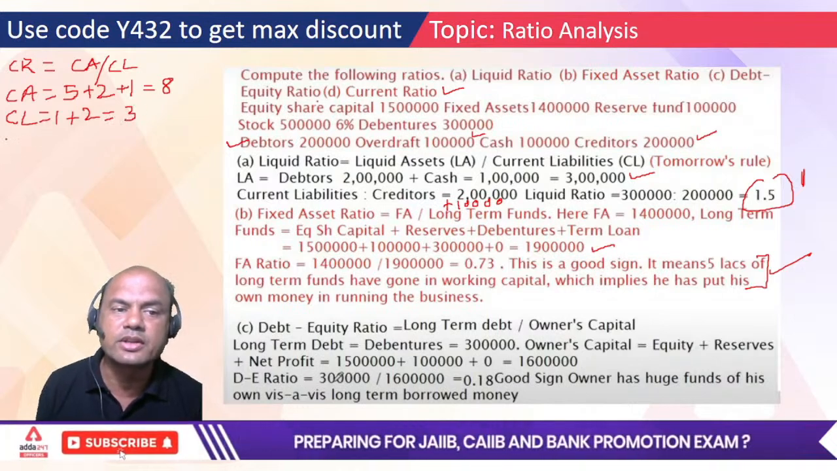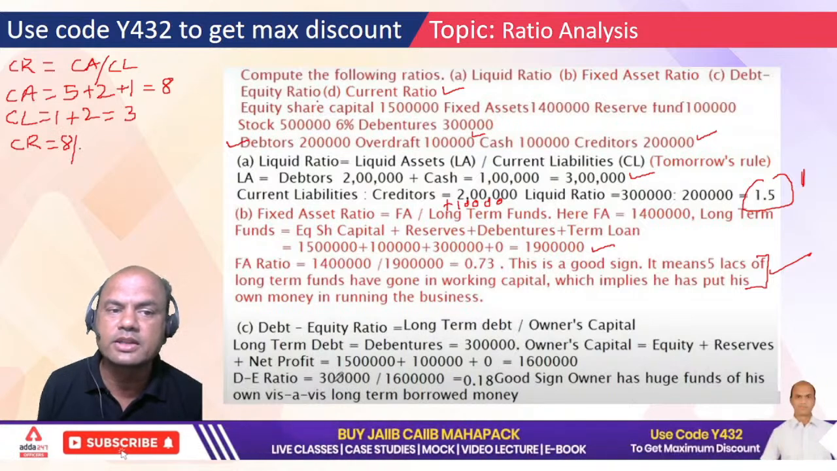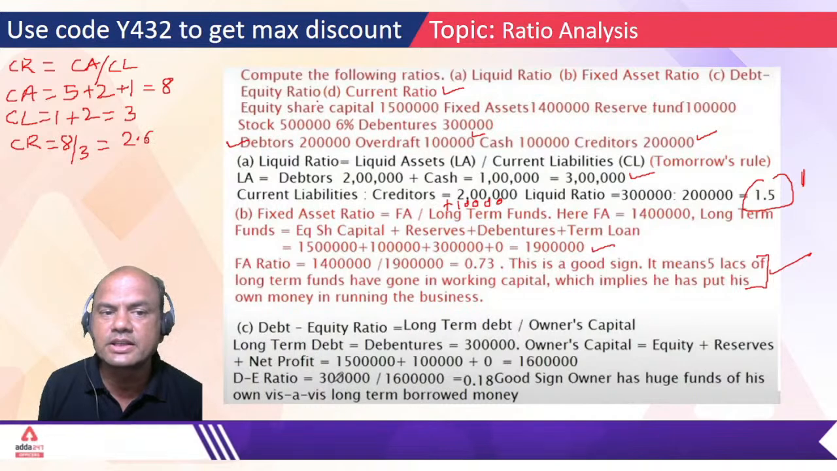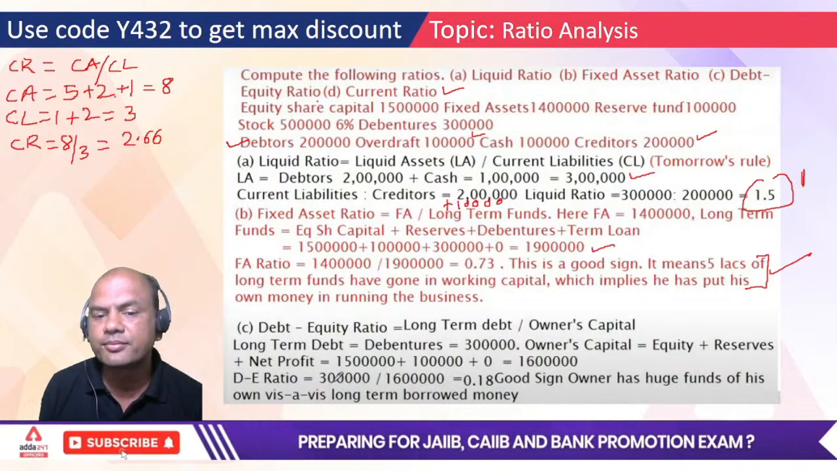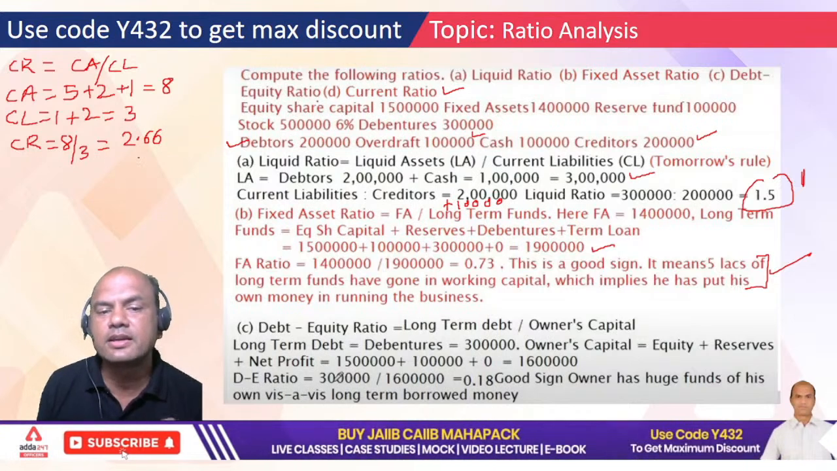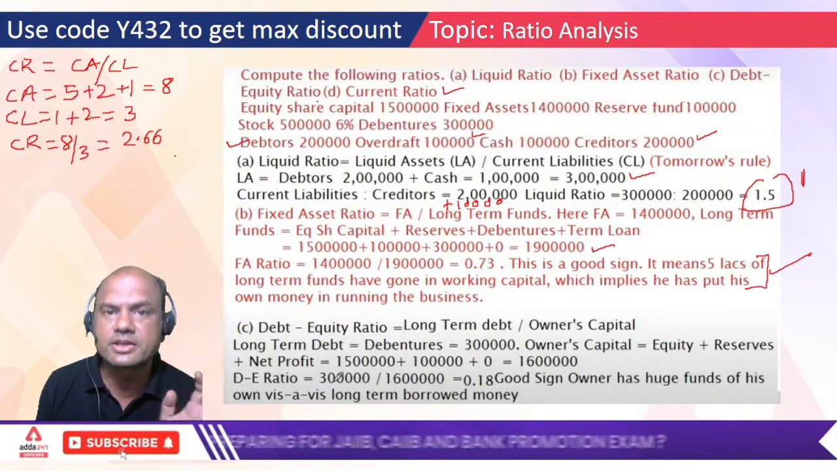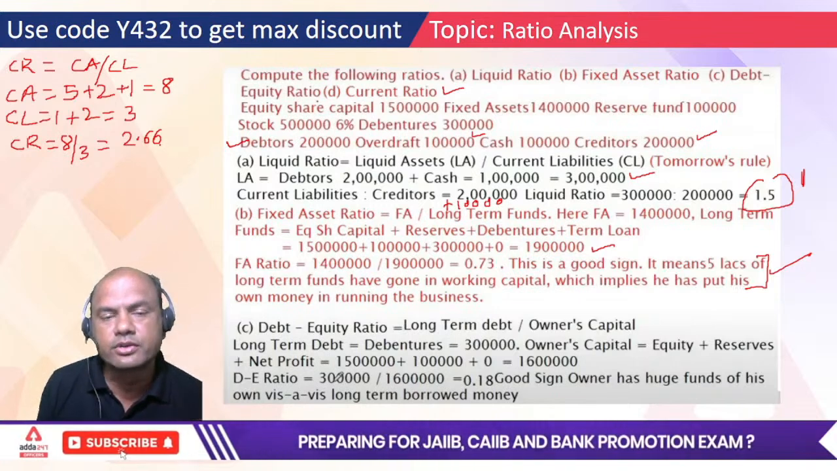So what is the current ratio now? Now it's easy. You might have got it now. 8 upon 3. So what is the answer? 3 twos are 6, right? 2.66, right? Is it good or bad? See here, suppose the current ratio is 1.33, it's the best ratio. Up to 2, it's good.